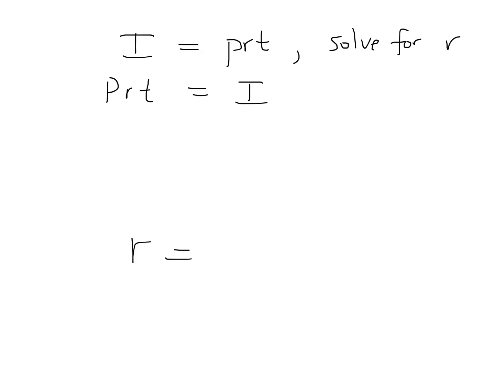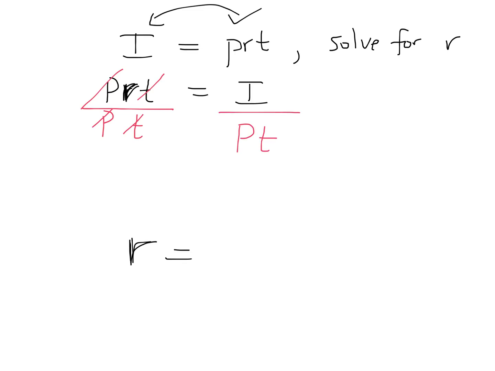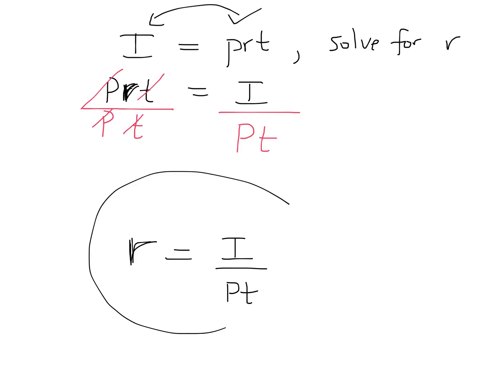So I just switched the order because I want to keep my unknown on the left side. You don't have to do it like this, but some of you like to visualize it with your unknown, the variable you need to isolate, on the left side. So we are dividing the left side by P and T, right? So I have to divide the right side by PT. So yes, you're correct. R is equal to I over PT. Raise your hand if you got that one right.